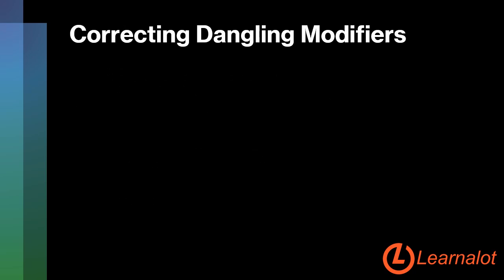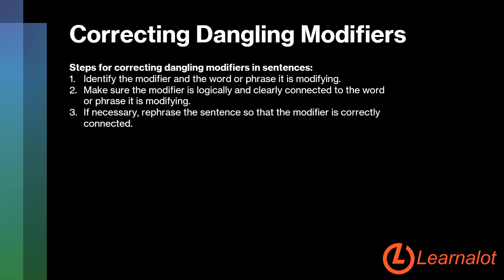Now that we've identified some examples of dangling modifiers, let's talk about how to correct them. The first step is to identify the modifier and the word or phrase it is modifying. Then, make sure the modifier is logically and clearly connected to the word or phrase it is modifying. If necessary, rephrase the sentence so that the modifier is correctly connected.